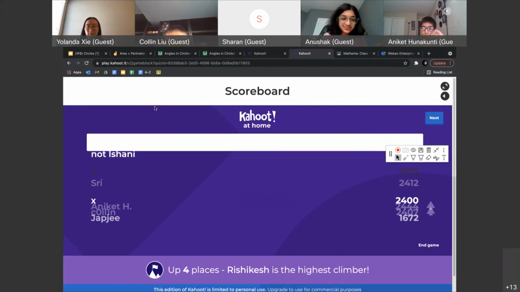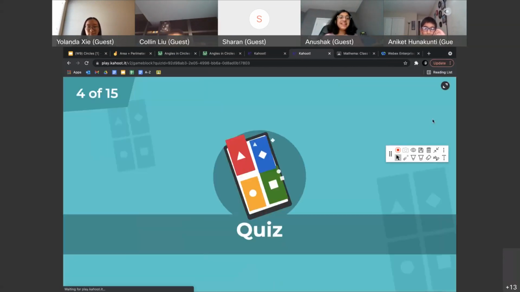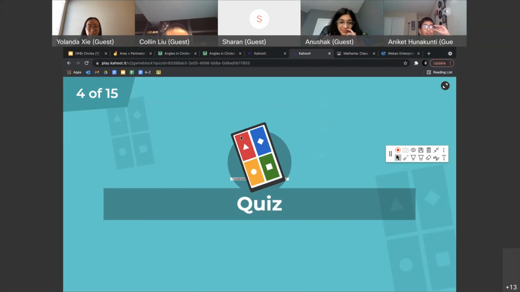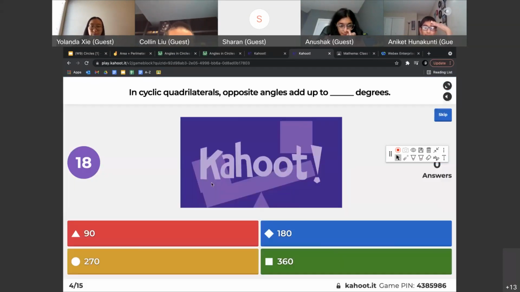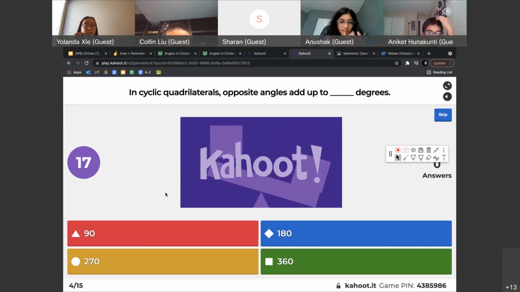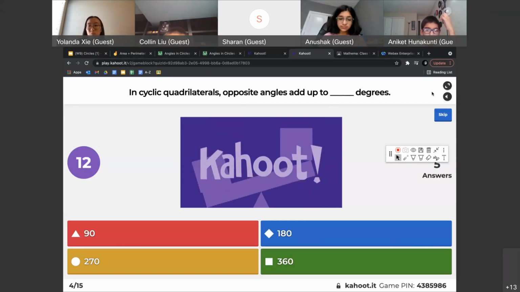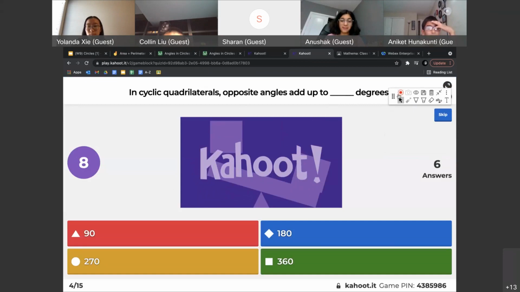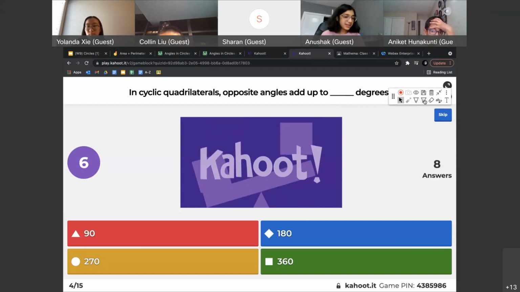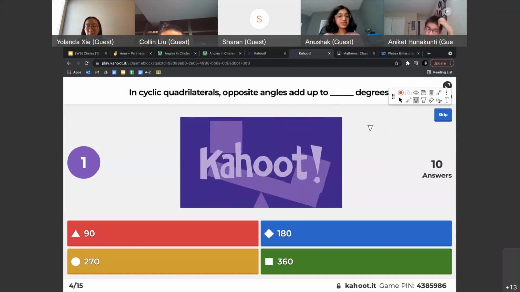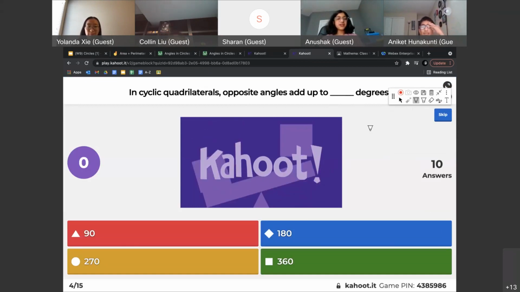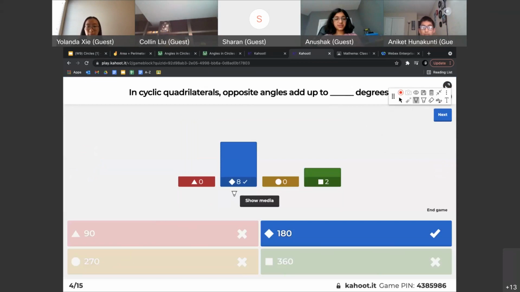All right, Ishani is in first place, and then Aniket and Cullen are close behind. In cyclic quadrilaterals, opposite angles add up to how many degrees? I think I remember this one because I'm not gonna say it, but I think I remember this one. Also, it's cute how each of them are 90 degrees more than the other.